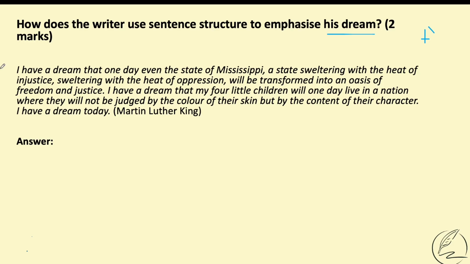I think the one that jumps out at me straight away is this repetition, "I have a dream", repeated 3 times throughout the speech. So I'll put repetition up there. Then at the end here, "I have a dream today", short sentence, really easy to comment on. There's a little bit more repetition as well. So we've got "sweltering" and "sweltering", which really brings emphasis to how bad things are, and that emphasizes his dream to want to make things better. And then we've also got further repetition, "heat of" and "heat of". So I'm just going to put repetition times 2.